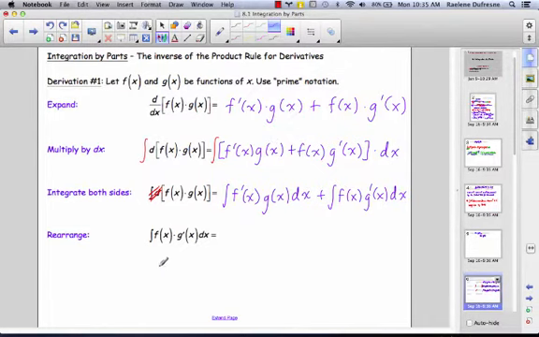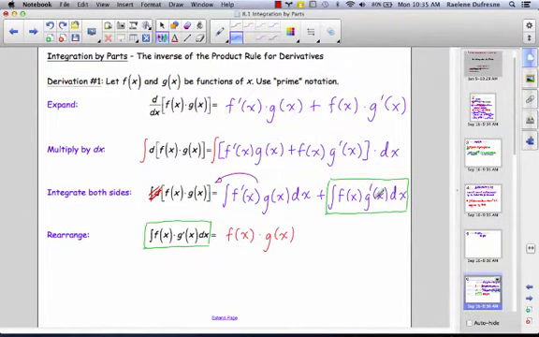And then lastly, we are going to rearrange the integral with f of x and g prime of x. So when we rearrange the previous equation for this integral, we have f of x times g of x, and then we are going to subtract this term in order to isolate the green one, and so we get minus the integral of f prime of x g of x dx.